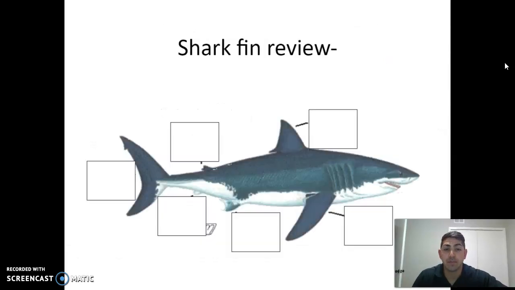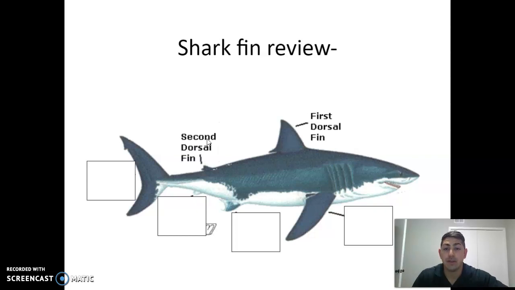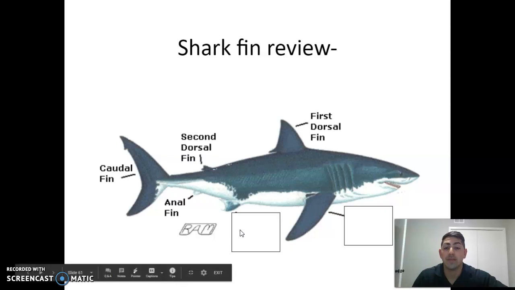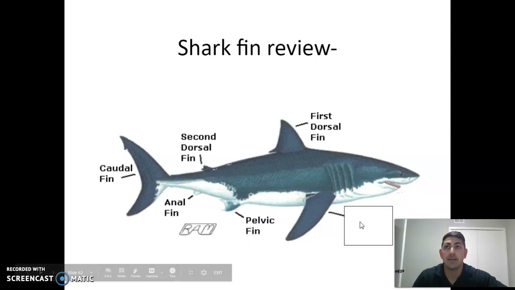Let's review these. This one right here would be known as the first dorsal fin. This one right here on the back would be the second dorsal fin, and these are both one type. Next we have the caudal fin, that's right. And then we have the anal fin, followed by the pelvic fin, and lastly we have the pectoral fins.